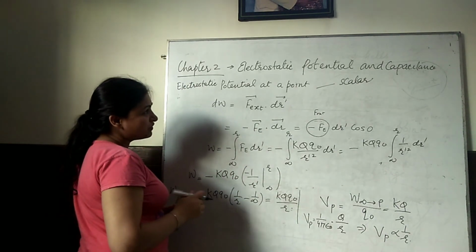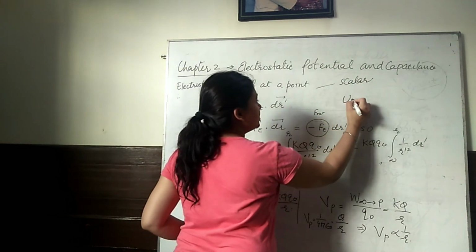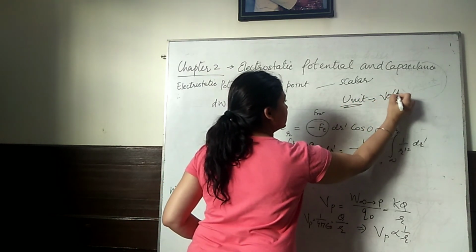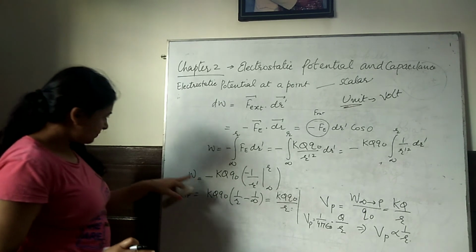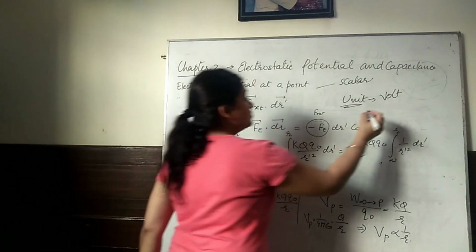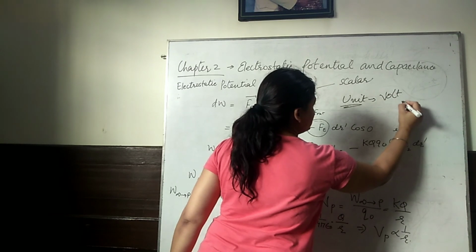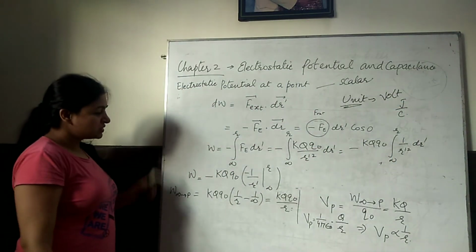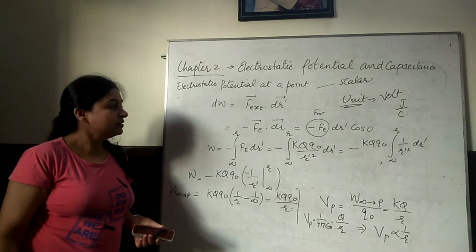And what are the units of the potential? One more thing: the unit of potential is volt. As per this definition, potential is work done per unit test charge, so it is also joule per coulomb. These are the units of the potential. So this is all about the potential at a point.